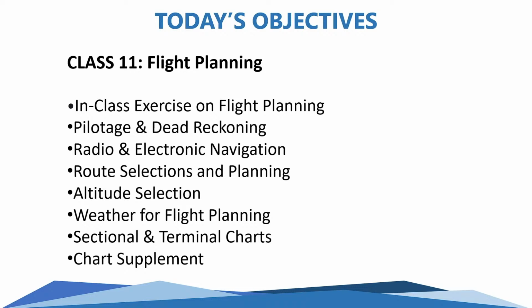but this is where we're specifically going to be focusing in on dead reckoning, which is time, fuel, and distance calculations. We'll talk about how to use that E6B. We'll also look at radio and electronic navigation, route selection, planning, and altitude selection. We're going to spend 30 minutes on weather for flight planning. We'll look at the different components we'd want to interest ourselves in with the chart supplement, meaning what are the important factors flying in and out of an airport and everything else in between.